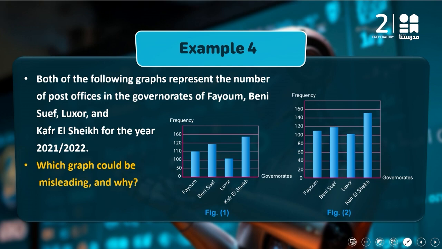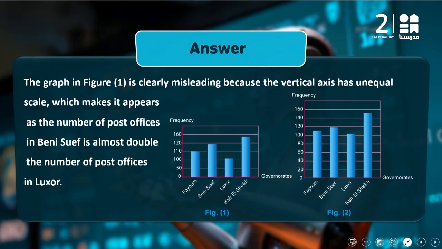We have the first graph. On the horizontal axis we have governorates and on the vertical axis we have frequency. In the second graph, on the horizontal axis we have governorates and on the vertical axis we have frequency. Which of these graphs could be misleading and why? Graph number 1 is clearly misleading. Why? Because the vertical axis has an unequal scale.